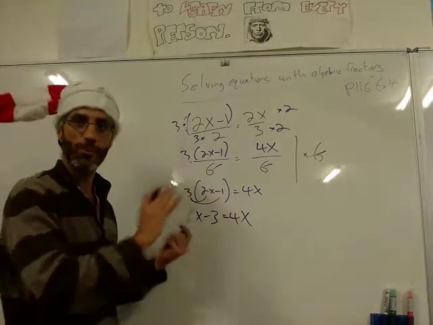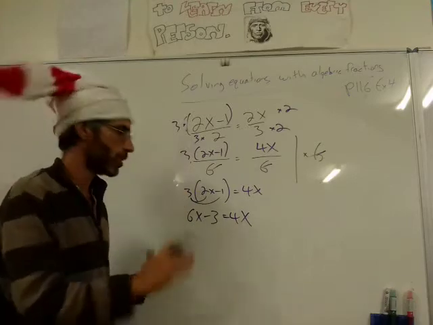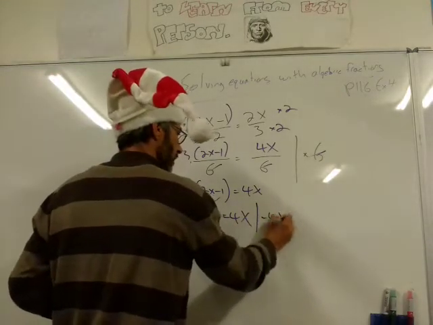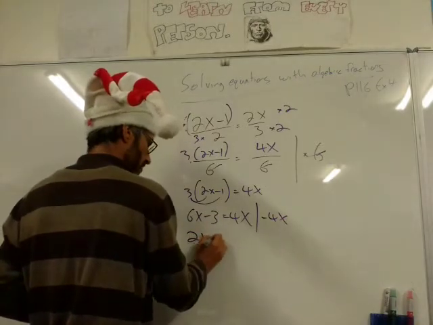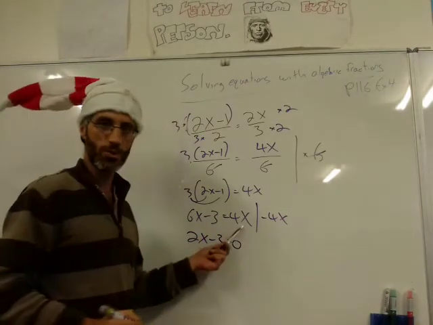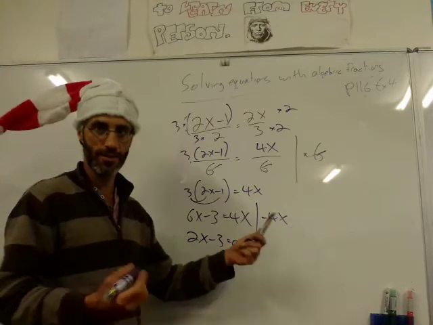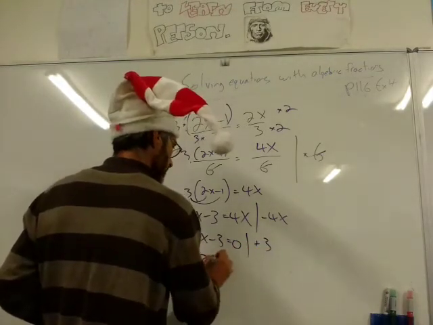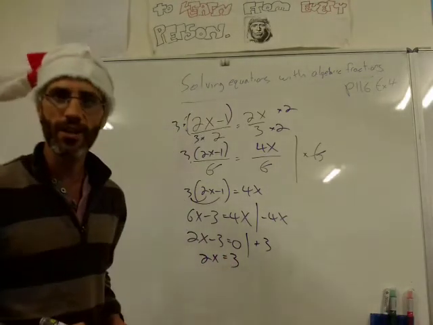Now we've got x's on both sides. We have to decide which way we're going to move. 6x is larger than 4x, so I'm going to move the 4x to here. I'm going to get 2x minus 3 equals 0. And then I move the 3 to the other side. 2x equals 3. Almost there.